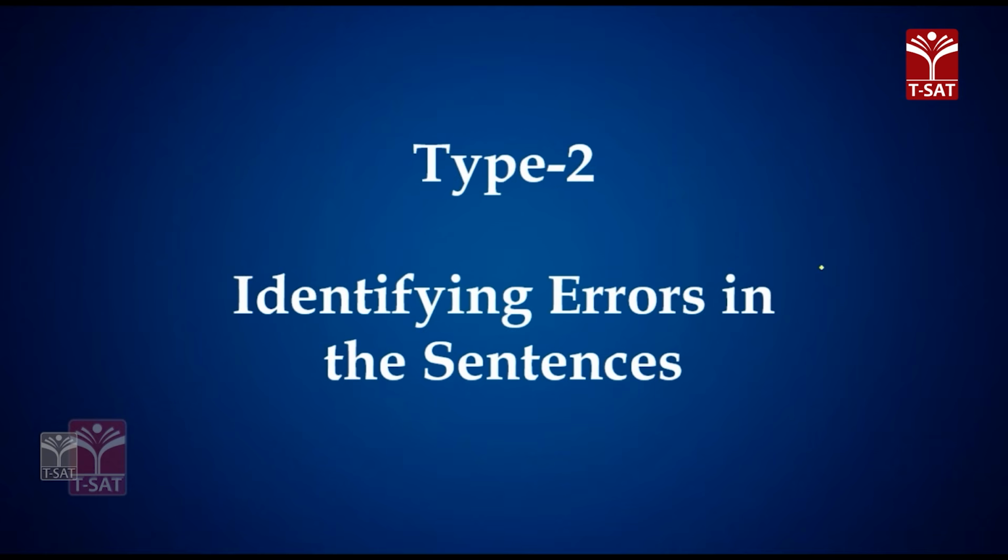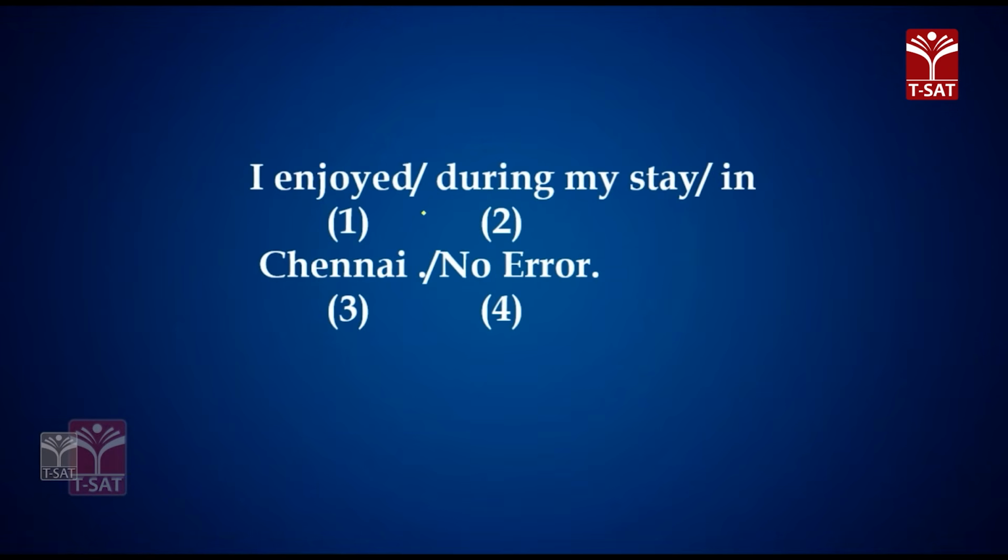Type 2, identifying errors in the sentences. So, in this section, a sentence is given and a particular part of the sentence needs to be corrected, and the sentence is marked 1, 2, 3 and 4. Sometimes a sentence may be correct, so maybe no error. We will have to see. So, see the one, I enjoyed during my stay in Chennai.